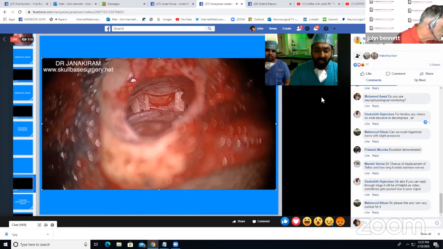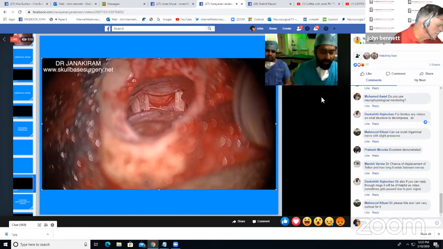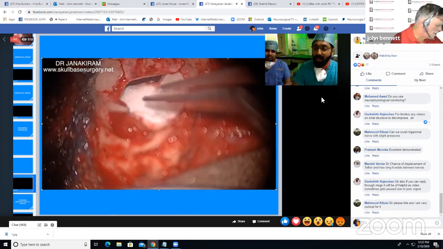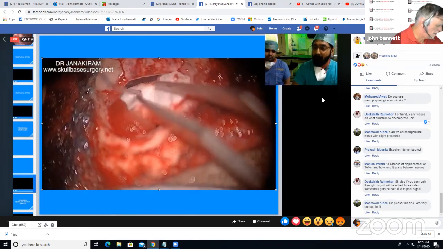Can we crush the trigeminal nerve with slight pressure? If you really apply pressure on the nerve, it can get crushed, but generally don't try to crush the nerve. Why do you want to crush the nerve? So don't do that. That's not the idea.